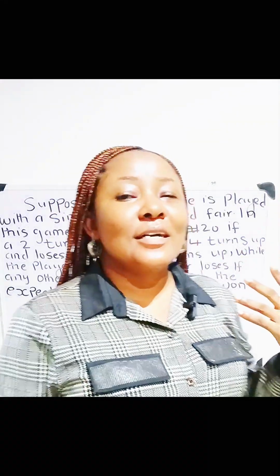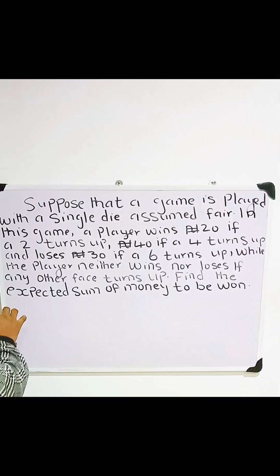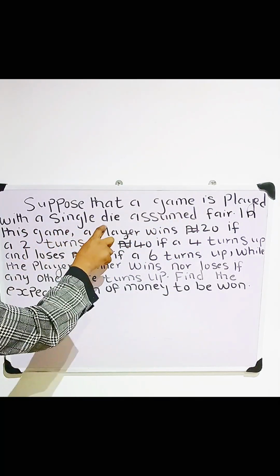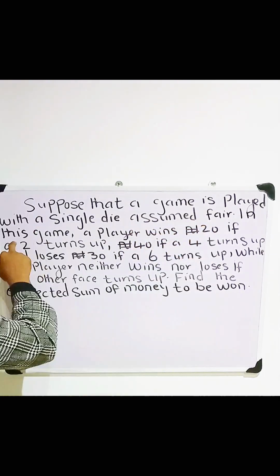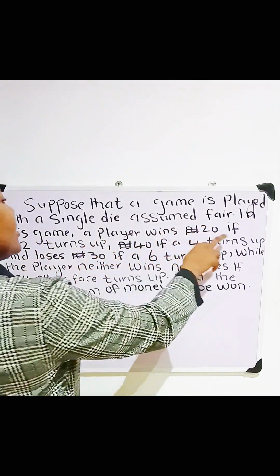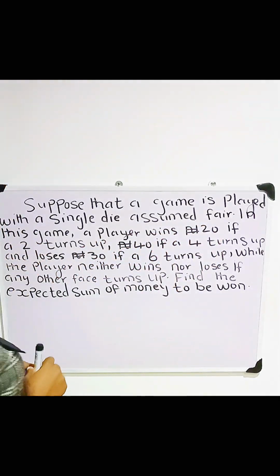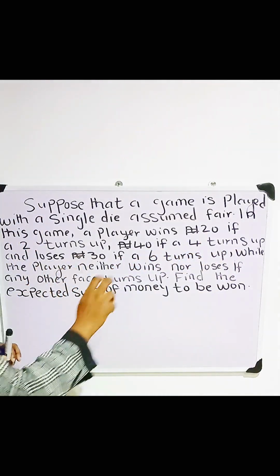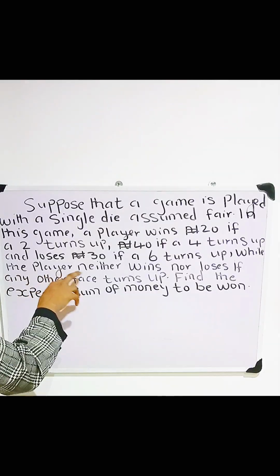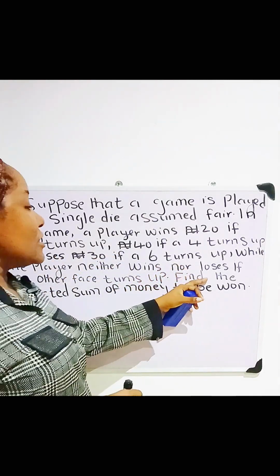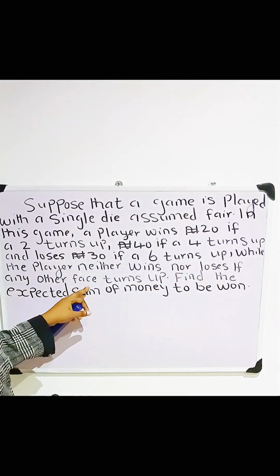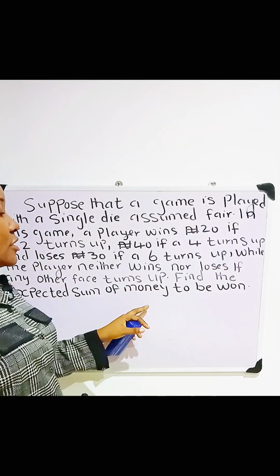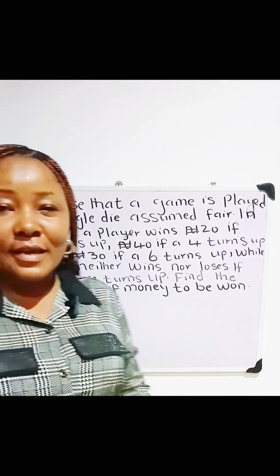Now let's go back to the question. The question says that suppose that a game is played with a single die, assumed fair. In this game, a player wins 20 naira if a 2 turns up. He wins 40 naira if a 4 turns up. He loses 30 naira if a 6 turns up. And the player neither wins nor loses if any other face turns up. Find the expected sum of money to be won at the end of the day by the player.